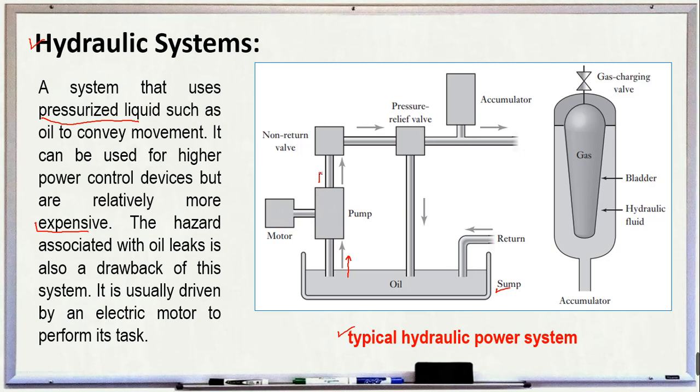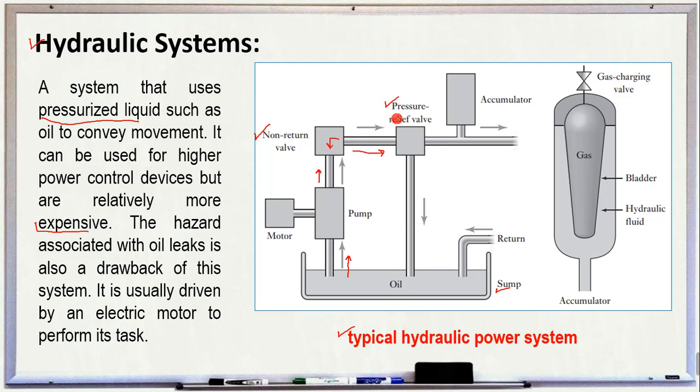And as the oil leaves the pump, it enters the non-return valve. The purpose of the non-return valve is to direct the flow of the oil in one direction only, meaning dili siya mobalik. Okay, if mabalik siya, then it will cause damage sa ato ang pump. And after that, it will enter again sa kaniyang gitawag nga pressure relief valve.